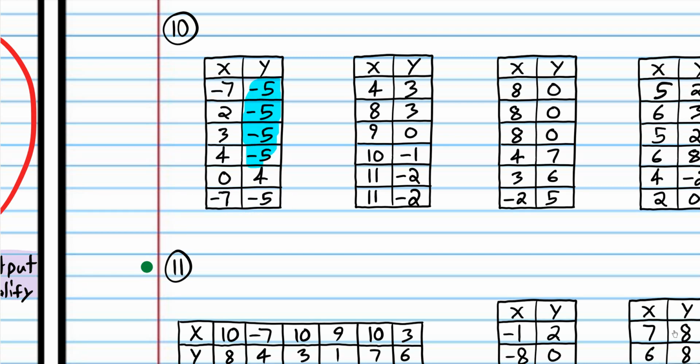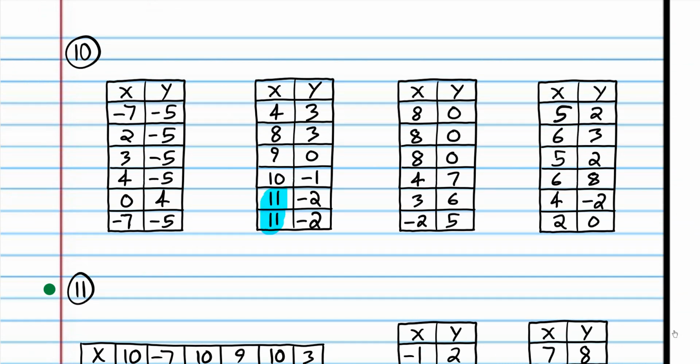Now -5 is repeated in the Y column, but that's okay. That just means that we have the same output for multiple inputs. That's fine. Again, what disqualifies a function is if you have different outputs for some input. So you plug in your input and you have more than one output.